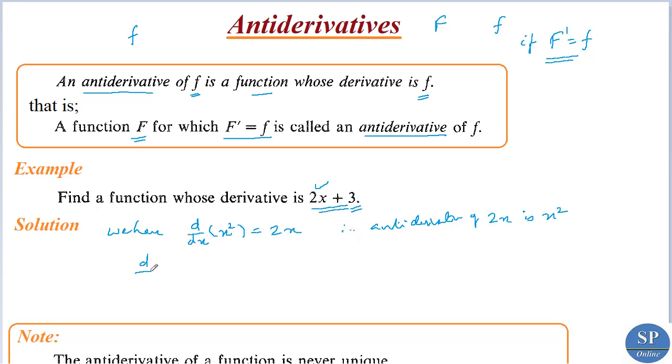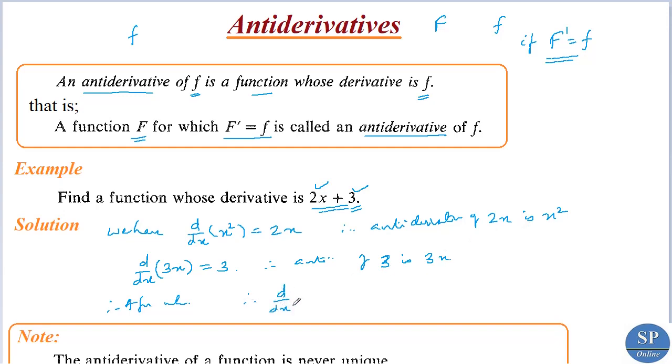Also we have d by dx of 3x is equal to 3. That is, a function whose derivative is 3 is 3x. Therefore, the antiderivative of 3 is 3x. Therefore, a function whose derivative is 2x plus 3 is x square plus 3x.